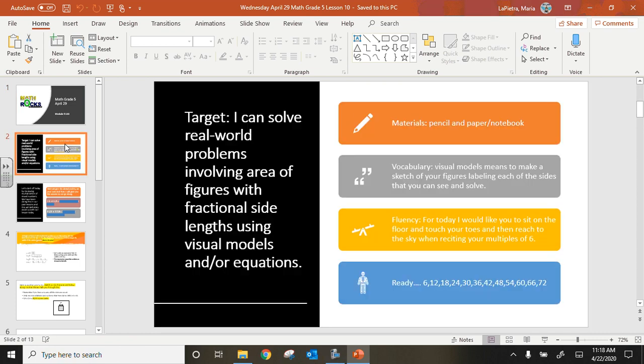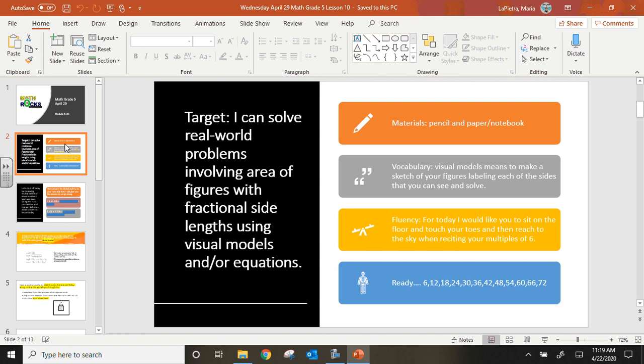Our target for today: I can solve real-world problems involving area of figures with fractional side lengths using visual models and/or equations. Make sure you are familiar with the two methods we've been talking about, the break-apart distribution property and changing the mixed number into an improper fraction. We're going to use real-world problems and our visuals, which means you can sketch and draw it, or you can make equations.